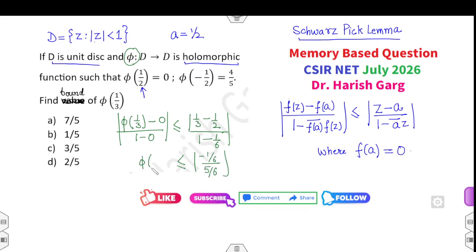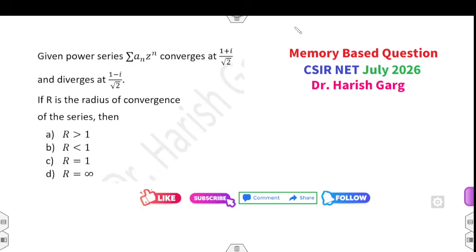The left hand side will be phi of 1 over 3. So what is the answer? That will be 1 over 5. So the upper bound is 1 over 5. So you can see 7 over 5 is more than 1 over 5. A, C and D options cancel. B is the right answer of the problem by using the Schwarz-Pick lemma. क्या आपने भी एग्जाम में इसी तरह से सॉल्व करा है क्वेश्चन? Let me know in the comment box.